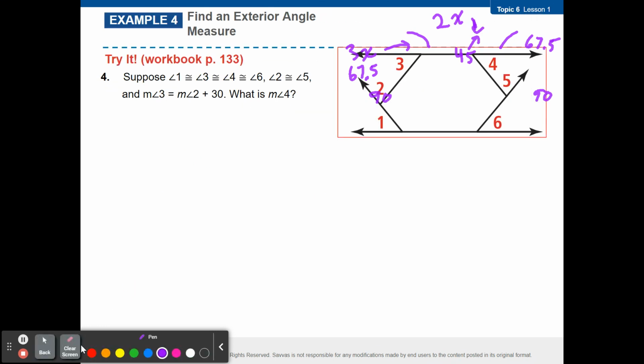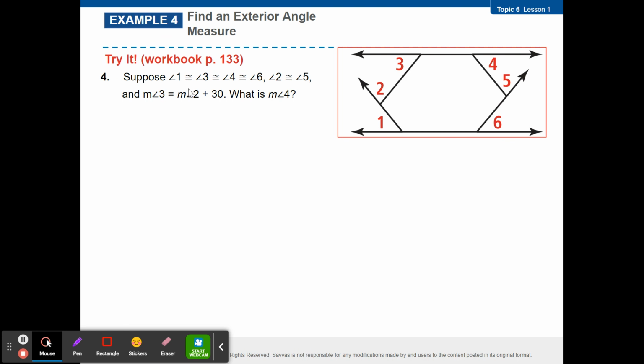Okay. Let's take a look at our workbook on page 133. So this is the try it. So they're saying, suppose angle 1 is congruent to angle 3, is congruent to angle 4, is congruent to angle 6. So there's our congruency symbols right there. But then they're also telling us that 2 is congruent with 5. So there's our next round of congruency symbols.